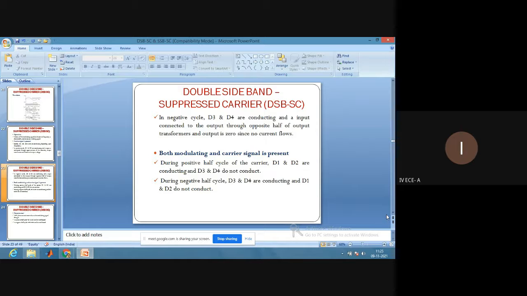In another case, during the negative half cycle of the carrier signal, diodes D3 and D4 are forward biased, whereas D1 and D2 are reverse biased. Here the carrier signal voltage is negative, so it connects the secondary winding of the input transformer to the primary winding of the output transformer. The message signal is inverted, so the output voltage at the secondary winding of the output transformer is minus EM of T.